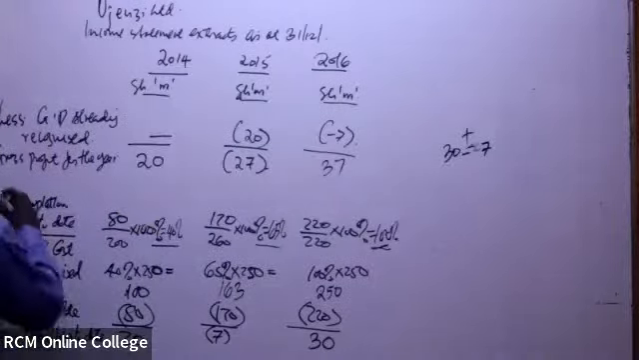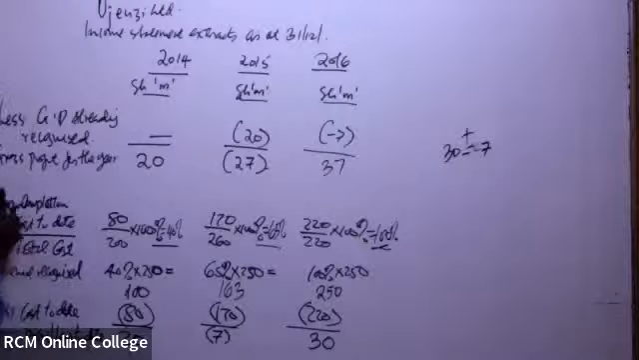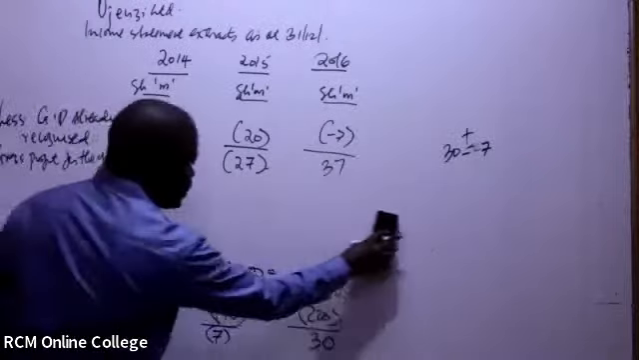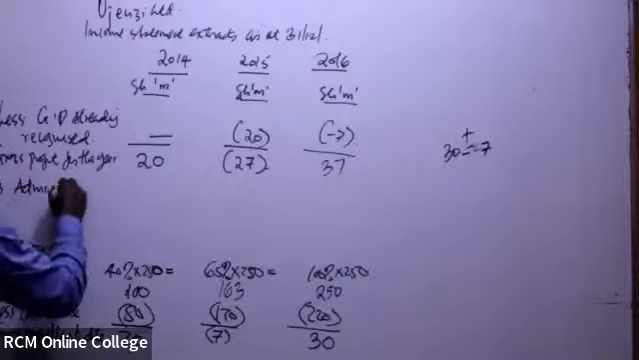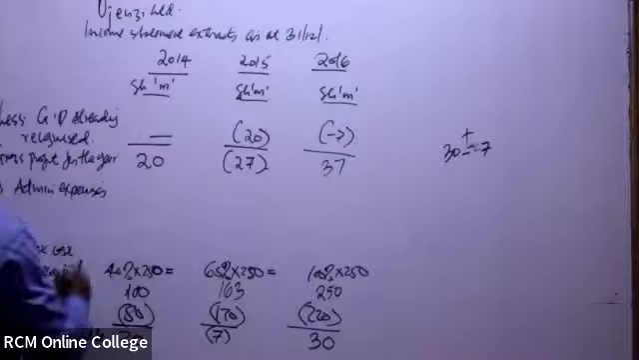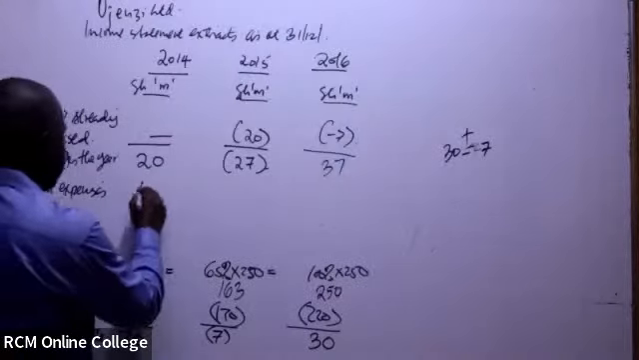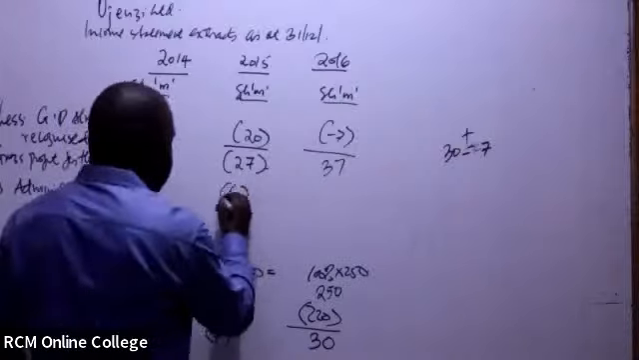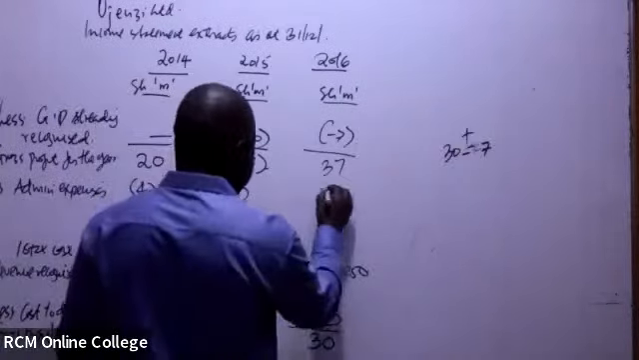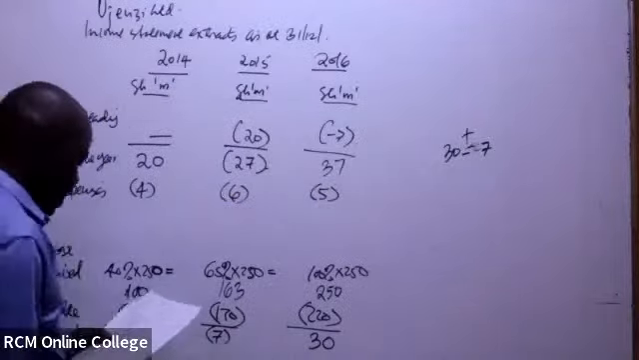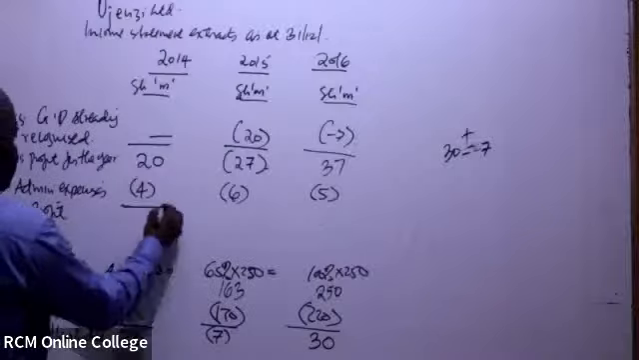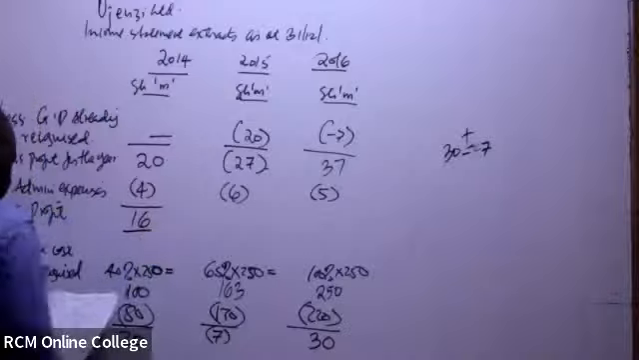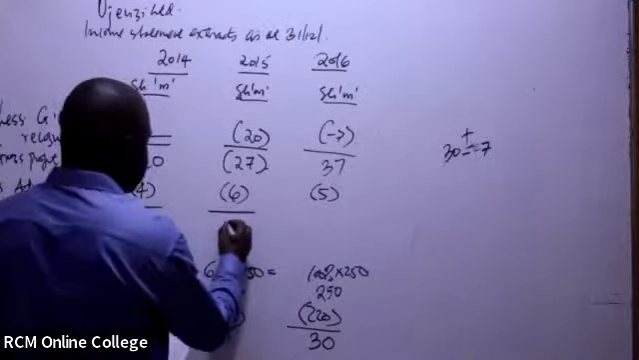Then we can less the admin expenses. These ones you just pick the way you've been given directly. So you've been given 4, you've been given 6, and you've been given 5. With this, you can get the net profit. This one is 16. This one is negative 33.